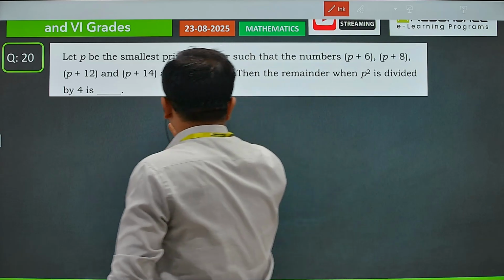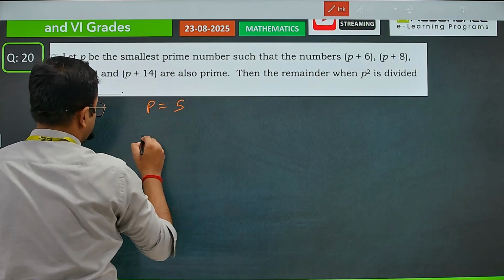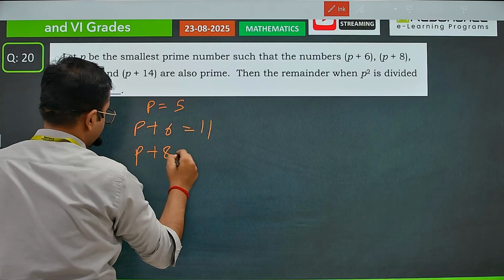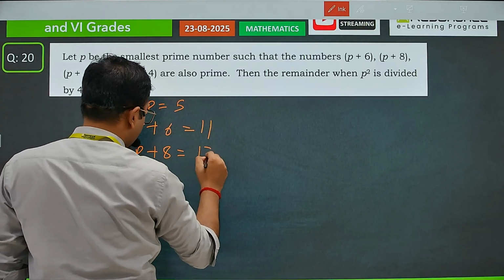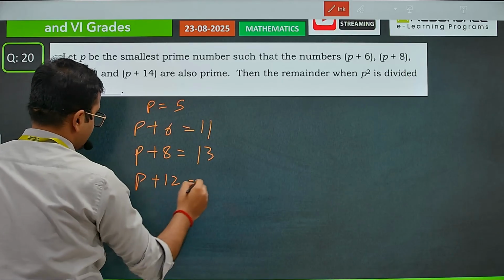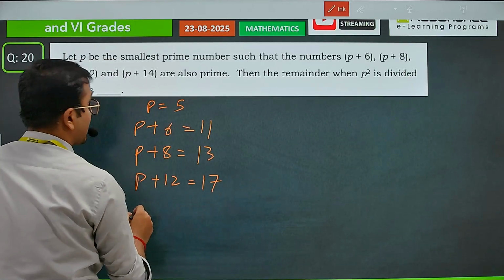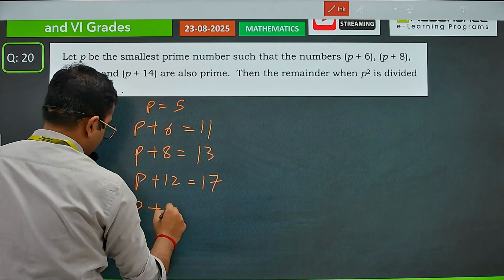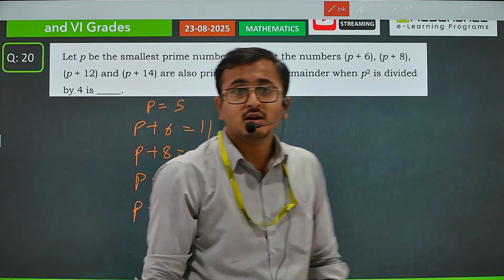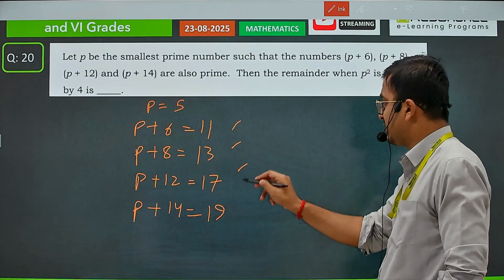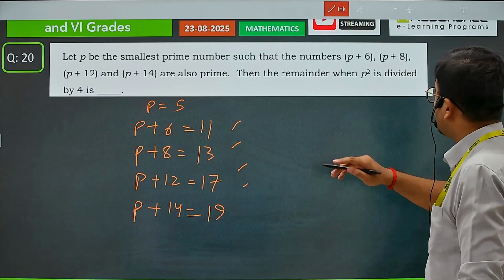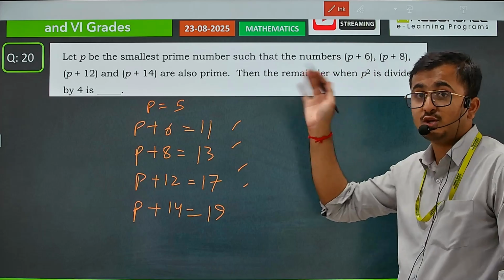My p value is 5. p plus 6 is 11, beautiful. p plus 8 is 5 plus 8, that is 13, that's also prime, beautiful. p plus 12, that is 5 plus 12 is 17, that's also prime. And then p plus 14, 19. All four numbers are prime numbers, and p is a prime number itself. Therefore I found the least possible value of p.